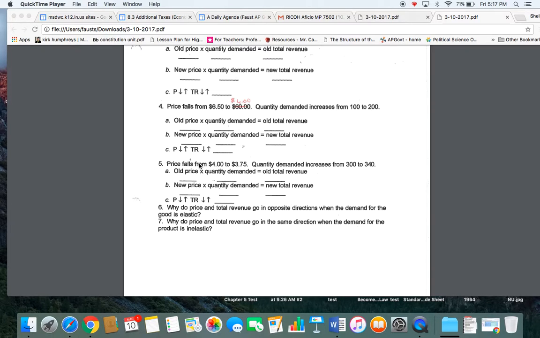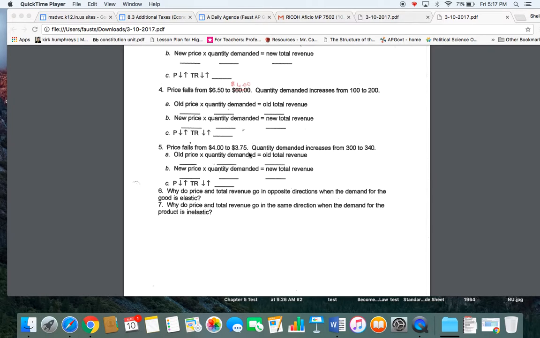So our price went down. Circle your down arrow. Our total revenue actually goes up. It goes from 650 to 1,200. These arrows are going in the opposite direction, so it's price elastic.